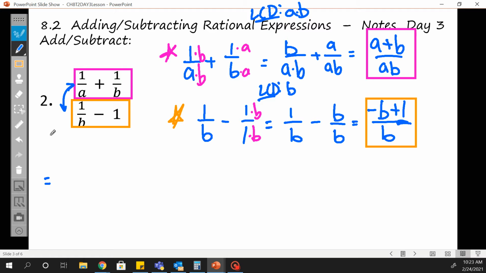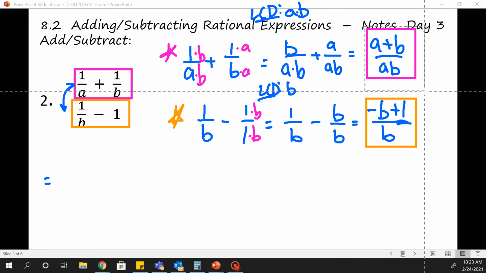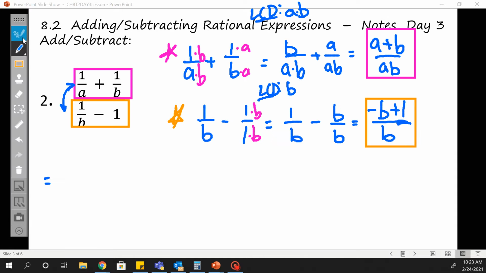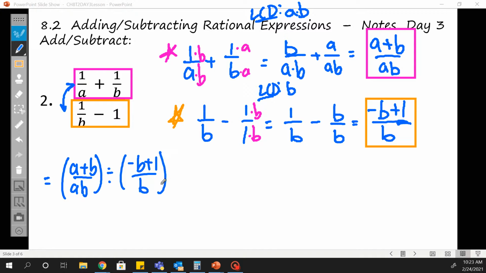So what we're actually looking at here now is a division problem, which is a plus b over ab, that's the numerator, divided by negative b plus 1 over b. That's the denominator. And we know to do division, we just switch it to multiplication. So change the sign to multiplication, switch the numerator and denominator.